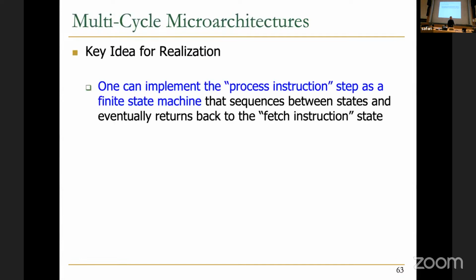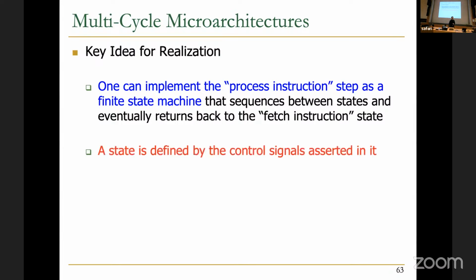And the key idea for realization is what we've already seen. One can implement this process instruction step as a finite state machine that sequences between states and eventually returns back to the fetch instruction state. Basically, you can design a finite state machine that implements every single instruction, and that can be realized using data path and control logic. And we view the processing as sequencing between those states to execute every single instruction.